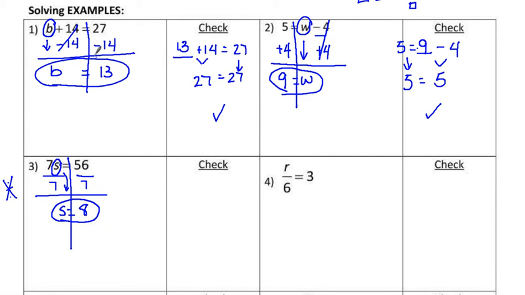Now, if you notice, I'm circling my answers. Your answer is not the check step. Your answer is, what does the letter equal? That is the answer. So in this case, we're saying that S is equal to 8.